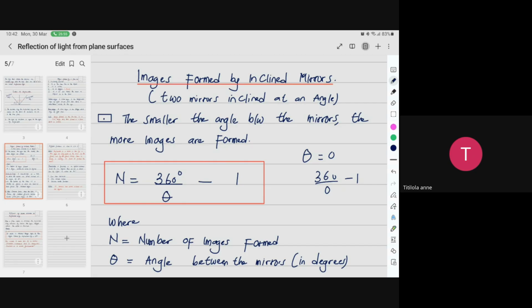So then if the angle is 90 degrees, what happened? If you have 90 degrees, 360 minus 90, 360 over 90 minus 1 is going to give you what? 3 images. So if the angle is inclined at 90 degrees, we're expecting 3 images to be formed.